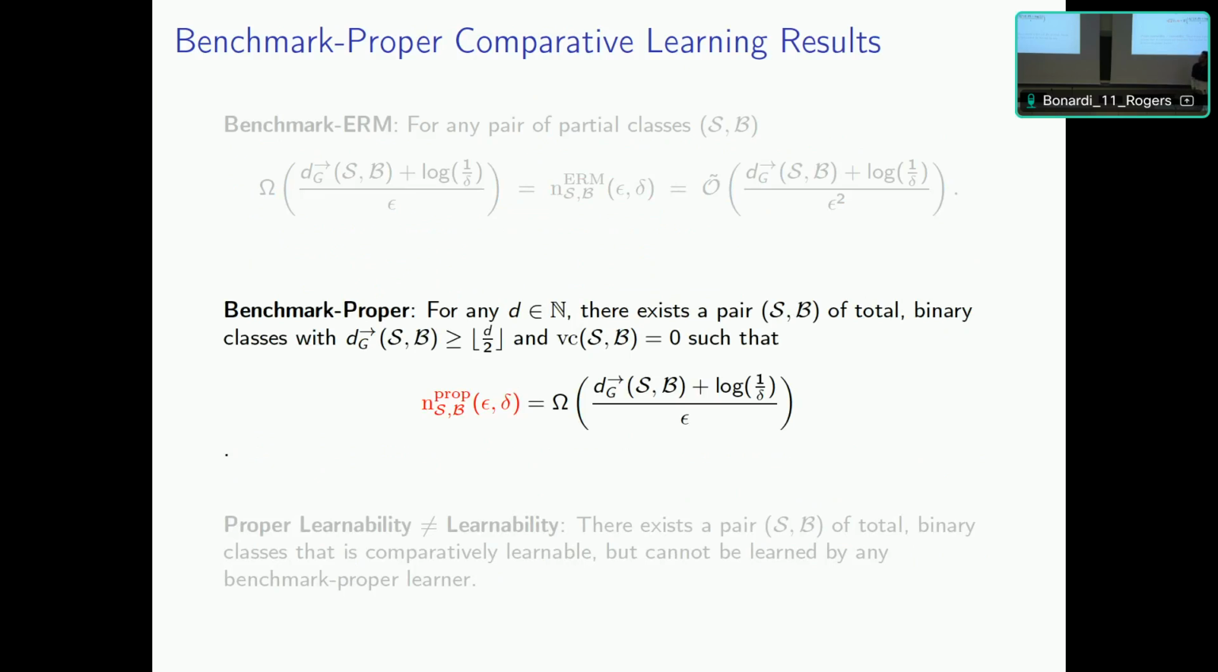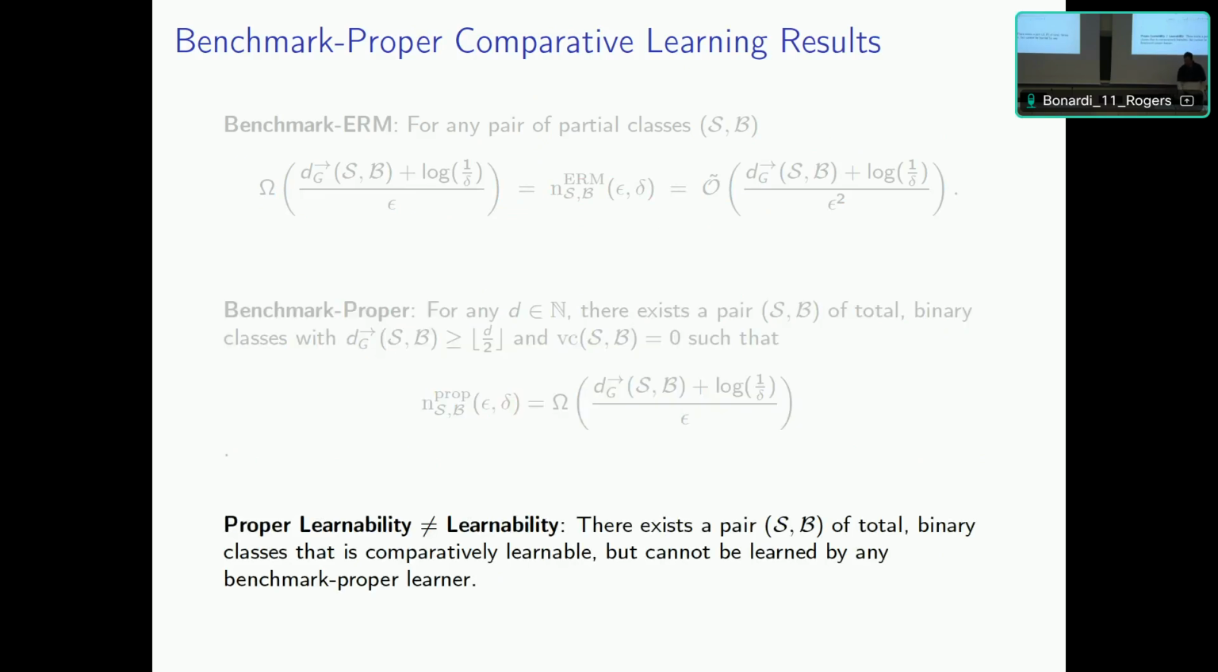Our second result is that this lower bound is actually tight in the sense that there are classes such that this lower bound holds for any proper learner, not just the ERMs. And finally, we get that in this setting, actually proper learnability is different from learnability, meaning that there are classes that are learnable but not proper learnable, and the interesting part here is that those classes can be total and binary, which is not the case in the usual PAC setting where this separation happens for infinite label spaces or partial classes.